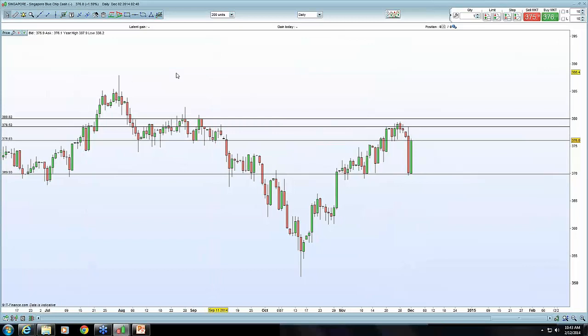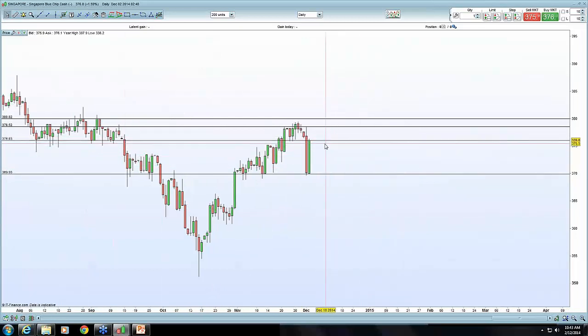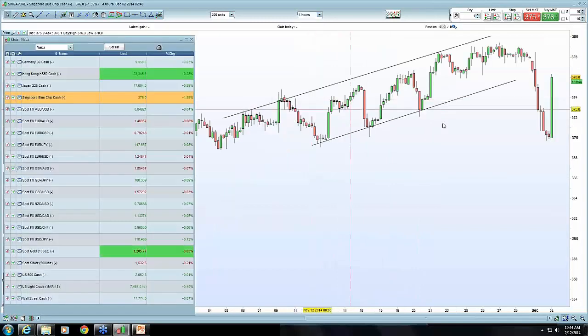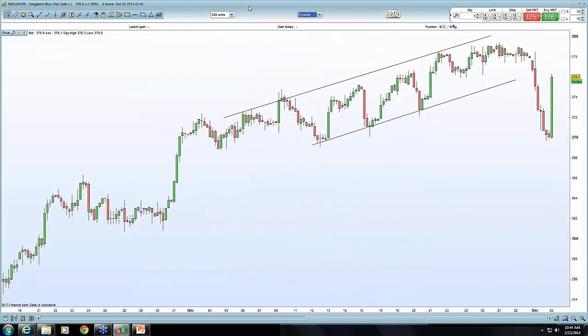Of course, if you want to short around the resistance level at 376, the most logical stop loss would be above this resistance level, isn't it? Because if it breaks this key resistance level, most probably the bulls will come in and push it up further and further. Let's take a look at the 4-hour chart. Maybe give it a bit more detail.